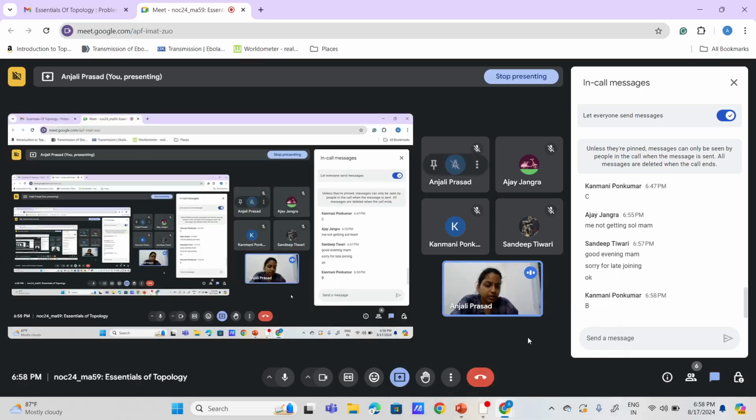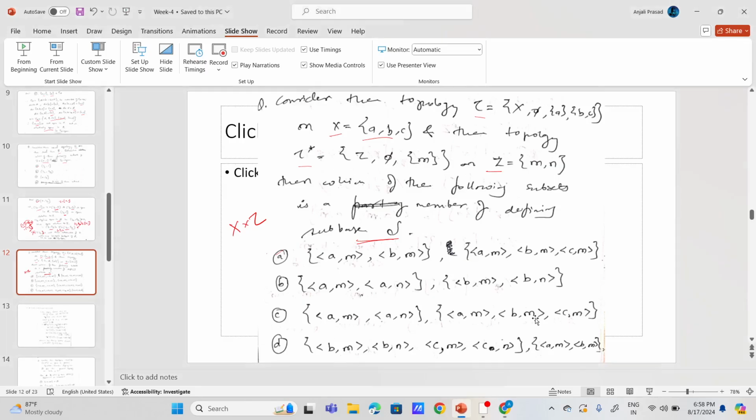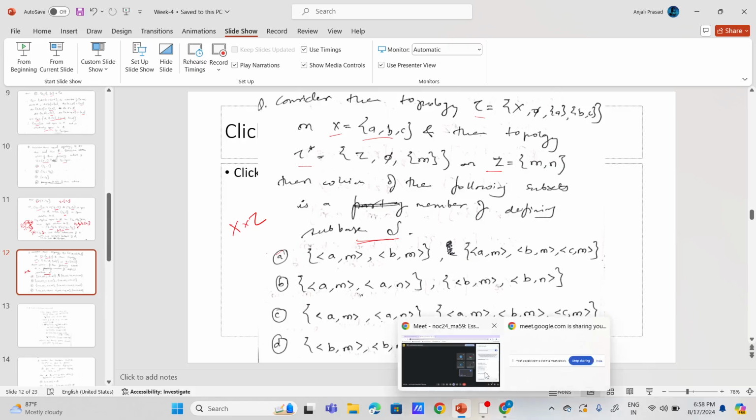So Kanmani, you are saying that it should be option B. Okay. Just check it. Just check your answer. Is it correct? Is it option B?